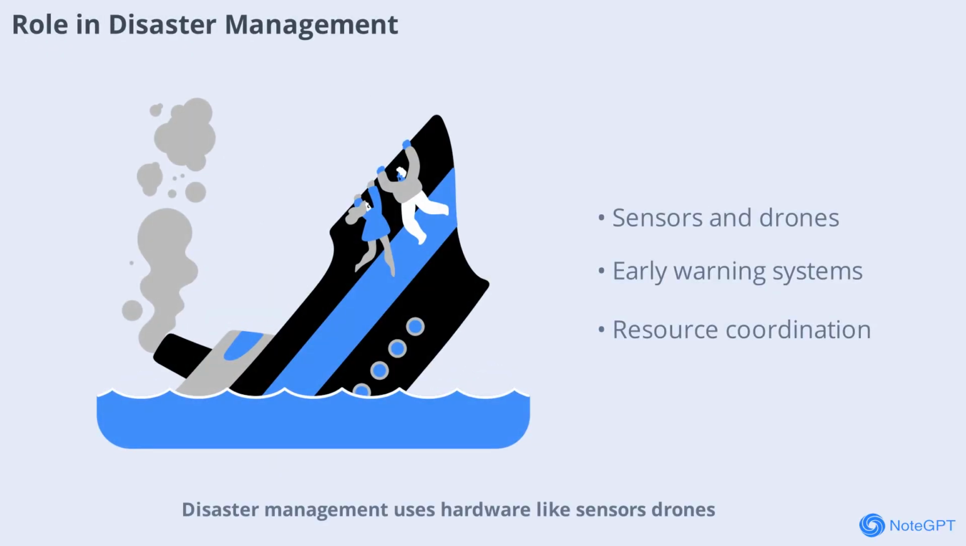Disaster management uses hardware like sensors, drones, and communication equipment, along with software for early warning, resource allocation, and coordination. This integration saves lives and helps communities recover more quickly from emergencies.